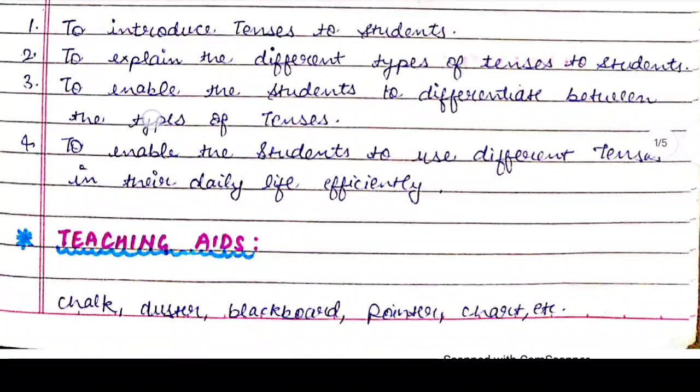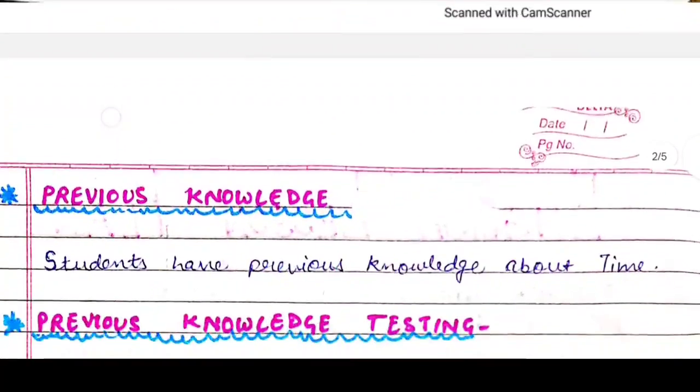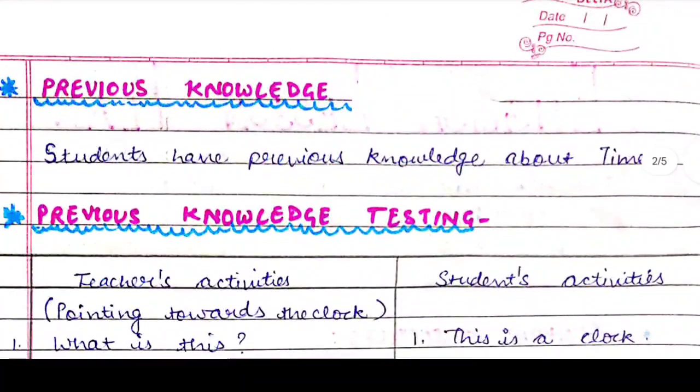After that, in our lesson plan, next topic comes teaching aids. Teaching aids basically are the material required for us to teach the chapter. Like we can write here chalk, duster, blackboard, pointer, chart, whatever you need, flashcards, models, you can mention it over here.